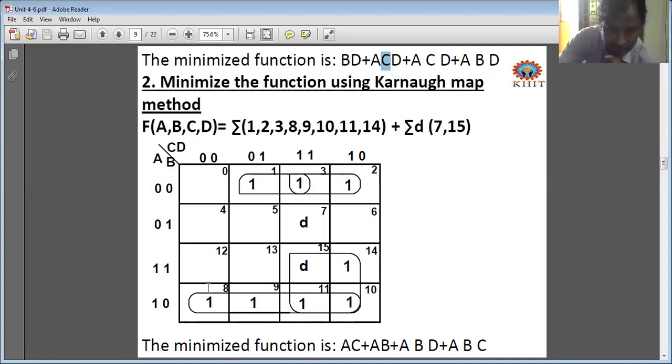Now take common: these two you take one, these two you take one, these four you take one, these four you take one. So now you write the answer. For all these four, what is there?